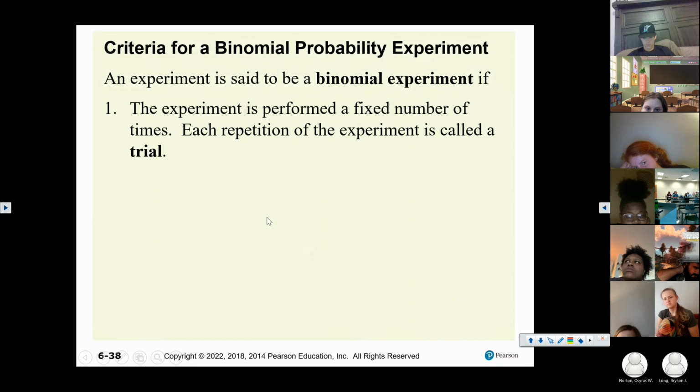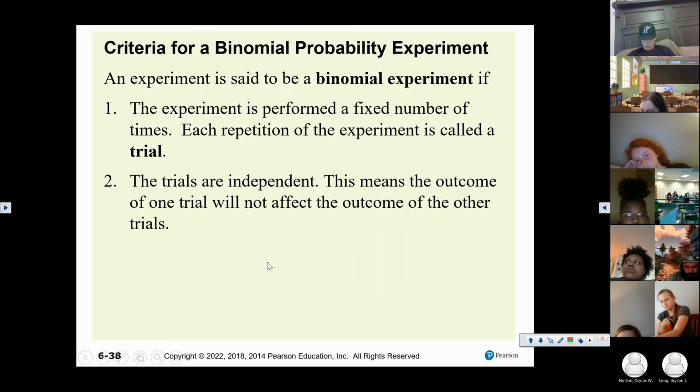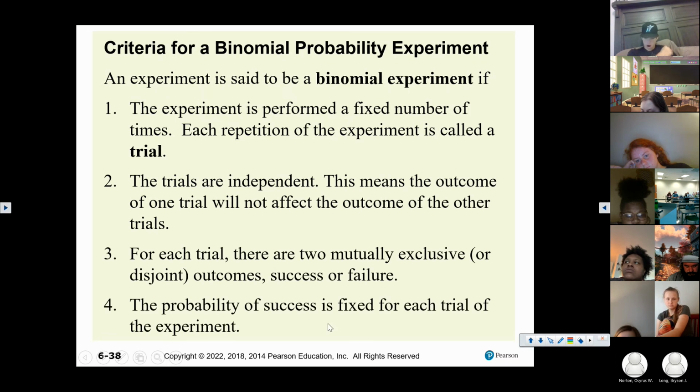How do you test to see if a binomial probability experiment is valid? There you go. Write them down. The experiment is performed a fixed number of trials. I flipped the coin 50 times. Fixed number of trials, 50 times.